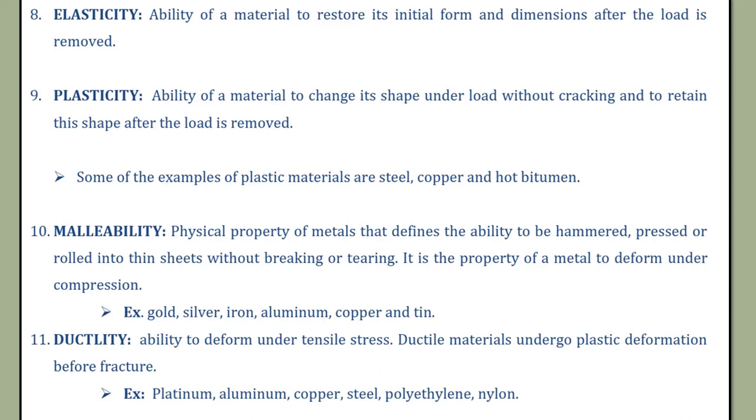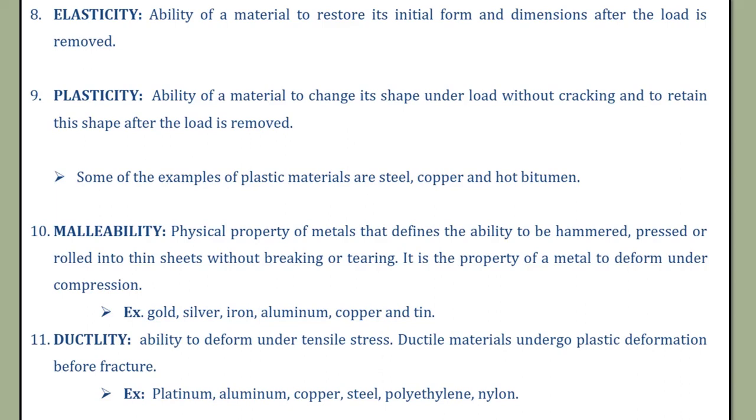What is malleability? Malleability is the physical property of metal that defines the ability to be hammered, pressed or rolled into thin sheets without breaking or tearing. It is a property of metal to deform under compression. Examples are gold, silver, iron, aluminium, copper and tin. In wire form, whenever we apply load, the material takes the form of wire without cracking or breaking.